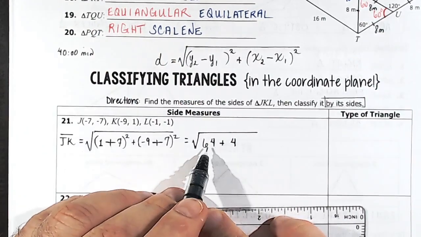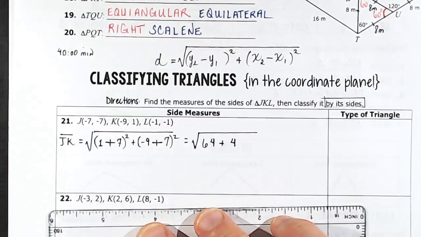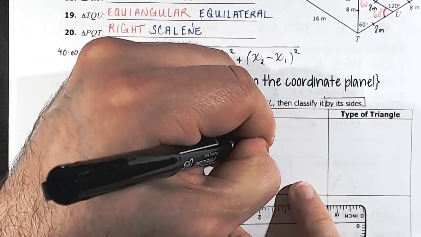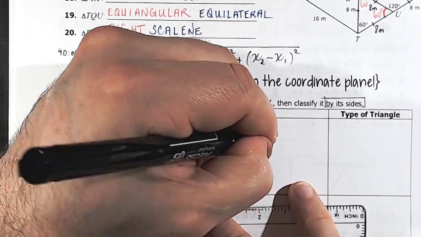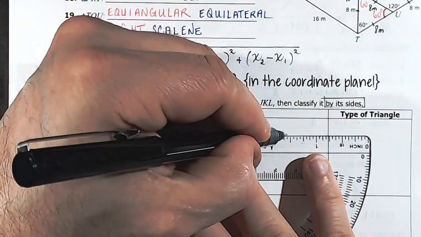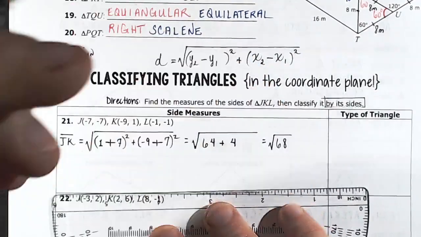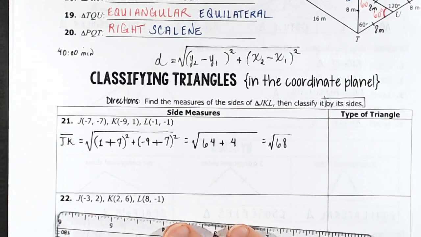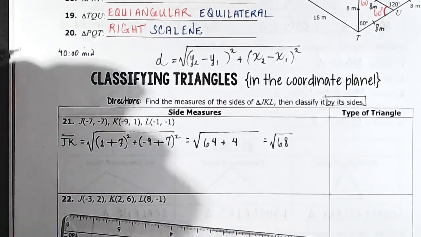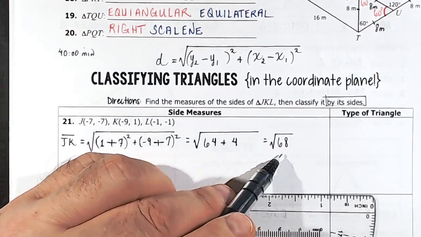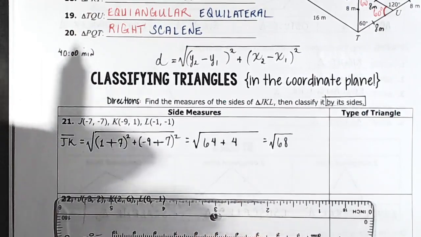Now all I have to do is finish adding 64 plus 4 underneath the radical sign, and I get a new simplification, square root 68. And that's all the further we need to go. We don't need to approximate this or simplify it any further, because all we're going to be doing with this value is comparing it to the other two legs of the triangle.